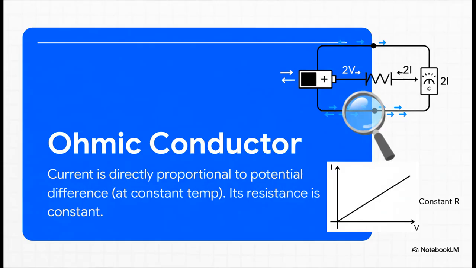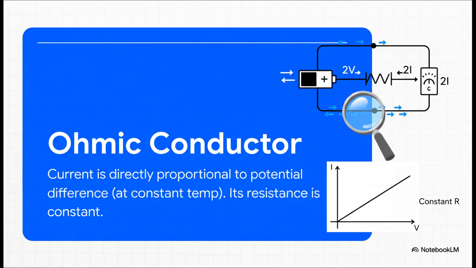So first, let's look at a component that follows the rules perfectly. We call it an ohmic conductor. As long as you keep its temperature steady, its resistance stays constant. This means it obeys Ohm's law exactly. If you double the voltage, you get exactly double the current.